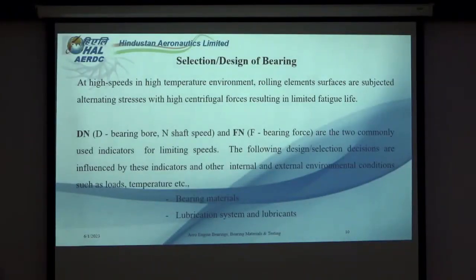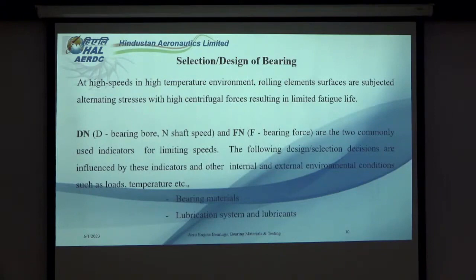The second type of selection is based on the temperature environment, as well as the fact that rolling element surfaces are subject to alternating stresses with high centrifugal forces, resulting in limited fatigue life. So we are using a tool for our reference, limiting factors DN. Say we are very close to 2 million.